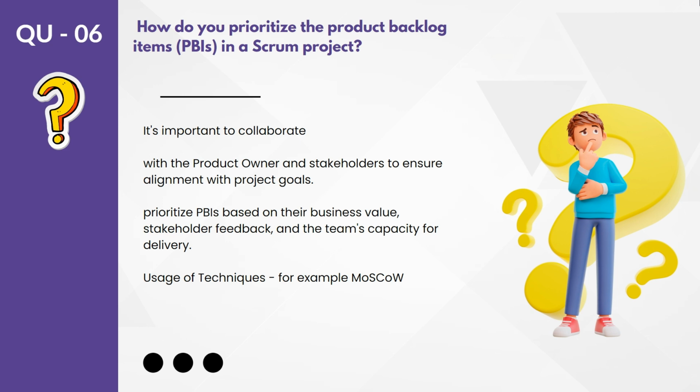So you can talk about the prioritization of PBIs, product backlog items, based on their business value. What is the value we are going to get from the product backlog item? Based on that value, the prioritization is done. That is the basis for prioritization. But who will decide? Product owner and stakeholder. The prioritization will be done based on business value, stakeholder feedback, and the team's capacity for delivery. Team's capacity for delivery is also important, which you should definitely talk about in this question.